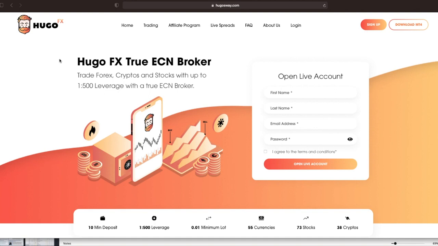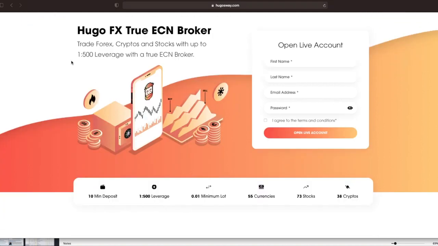What is a Forex broker? It's a financial service provider that allows you as a trader to buy and sell currencies. Actually, there's many brokers you can check out. A lot of them are good. I personally like Hugosway.com. You can go over and check them out, especially if you're interested in creating a demo account. There's a link in the description, and you can make your account there.